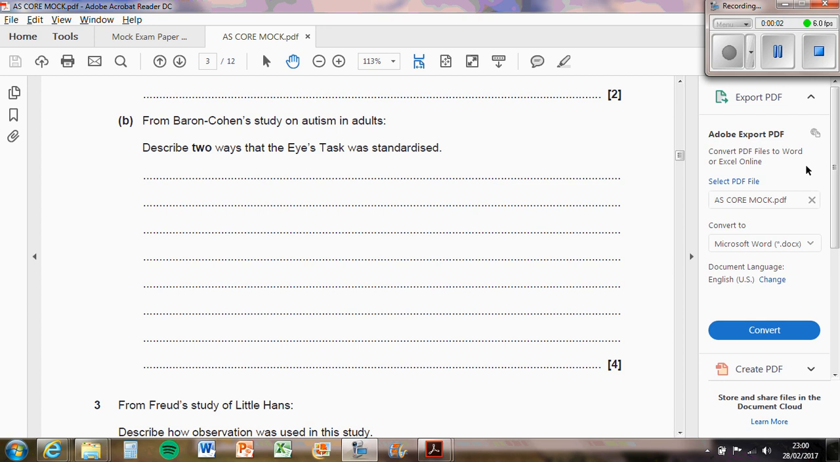So this question is asking for two ways that the eyes task in Baron Cohen's study was standardised. Standardised just means kept the same. This question was answered quite well by most of you.